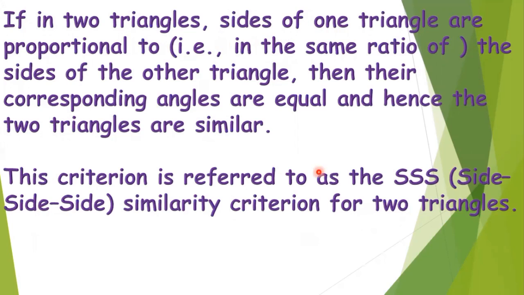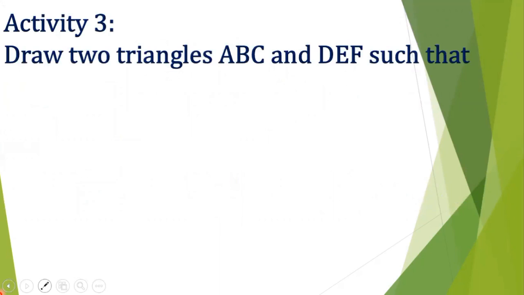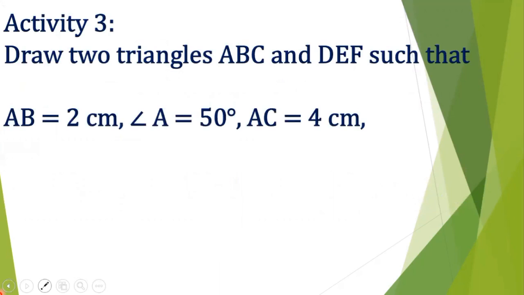Remember this, if sides of one triangle are proportional to the sides of another triangle, then the two triangles are similar. This is called SSS similarity criterion or side similarity criterion. So if you know the measurement of sides in two triangles, you have to look for the ratio of the corresponding sides. If they are equal, then the two triangles are similar.